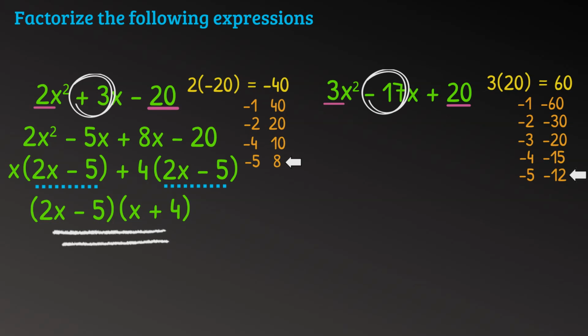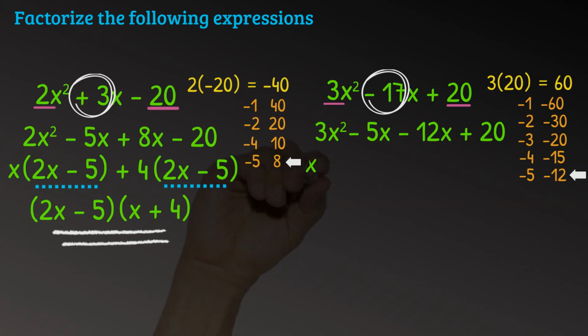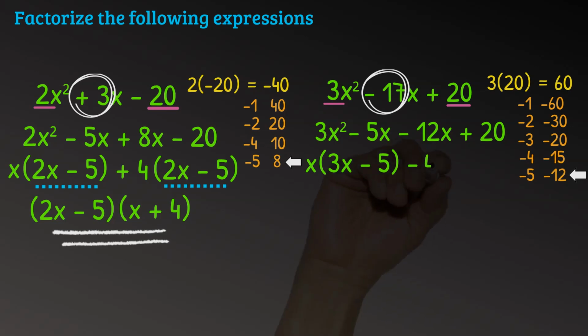So these are the numbers we're going to use, and we're going to rewrite the expression, but instead of writing minus 17x, we're going to replace that with minus 5x minus 12x. Then we take the greatest common factor from the first two terms, which is x, and for us to get 3x squared minus 5x, we'll need to multiply that by 3x minus 5. And the greatest common factor for the second two terms is 4, and for us to get minus 12x plus 20, we'd have to multiply it by 3x minus 5 because of this minus sign outside the brackets. Because if you subtract a negative number, it's the same as adding that number.